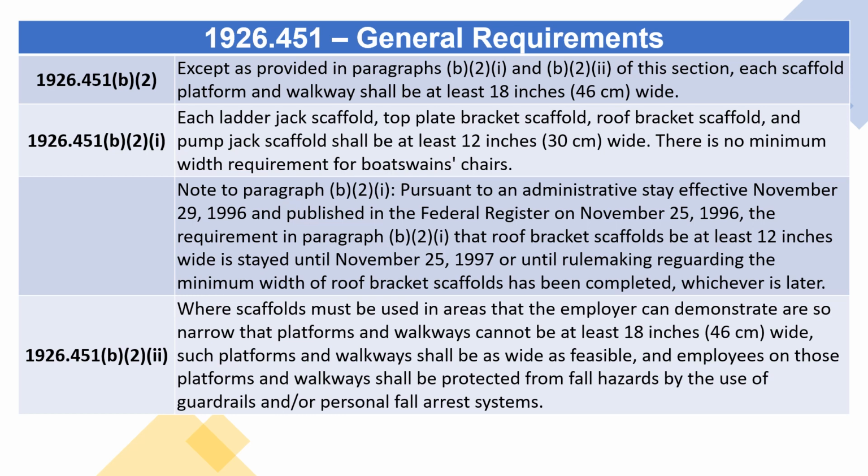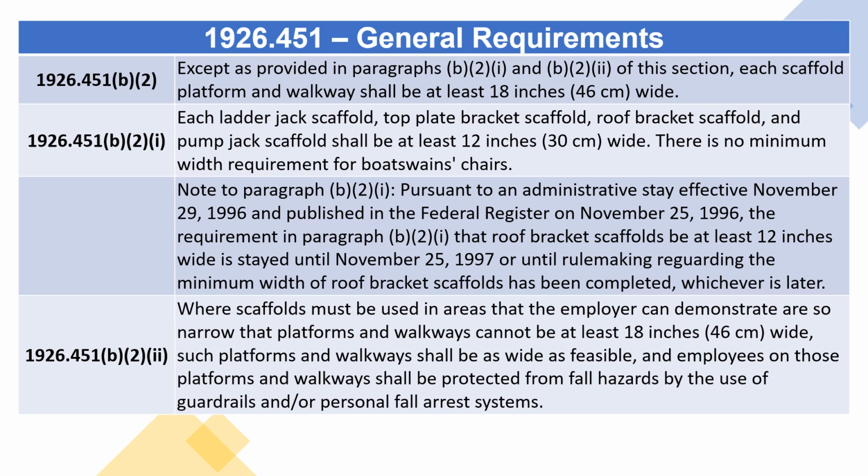1926.451(b)(2), except as provided in paragraphs (b)(2)(i) and (b)(2)(ii) of this section, each scaffold platform and walkway shall be at least 18 inches (46 centimeters) wide. 1926.451(b)(2)(i), each ladder jack scaffold, top plate bracket scaffold, roof bracket scaffold, and pump jack scaffold shall be at least 12 inches (30 centimeters) wide. There is no minimum width requirement for bosun's chairs.